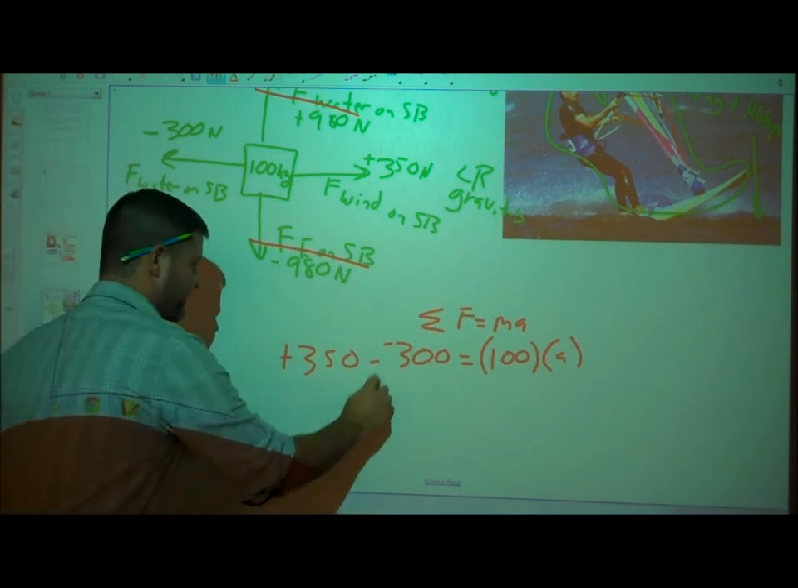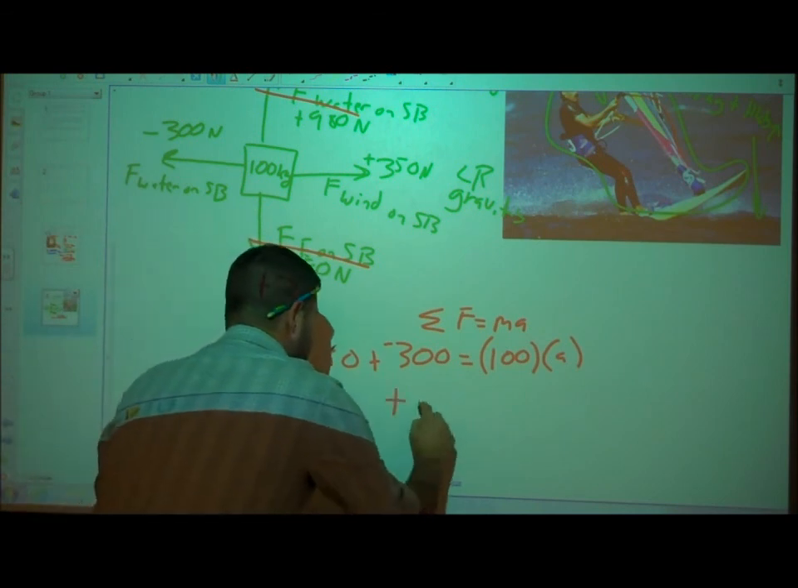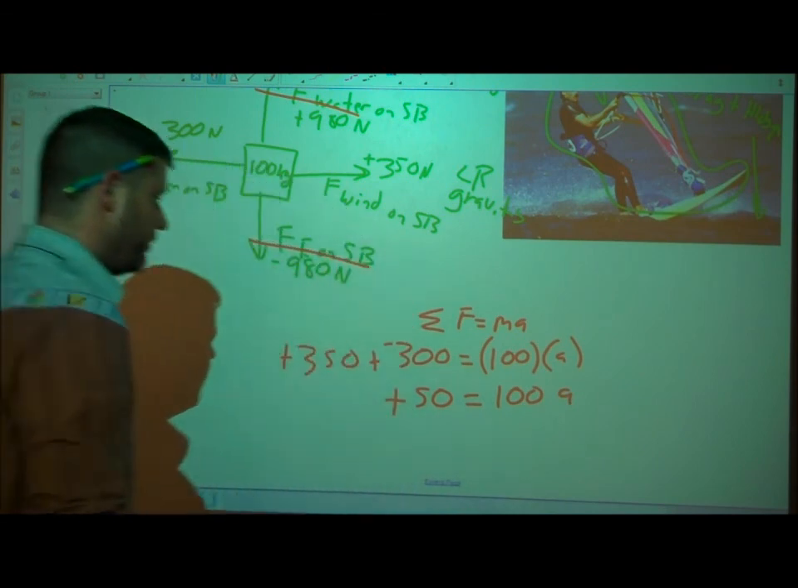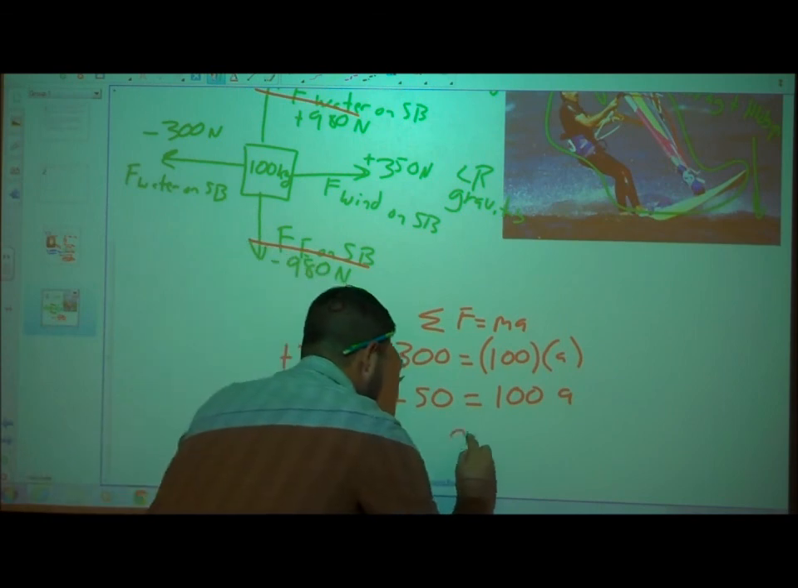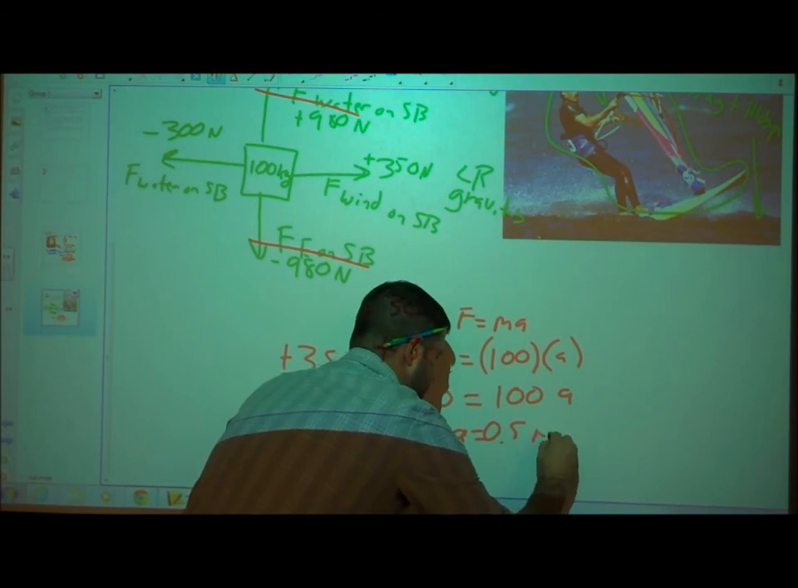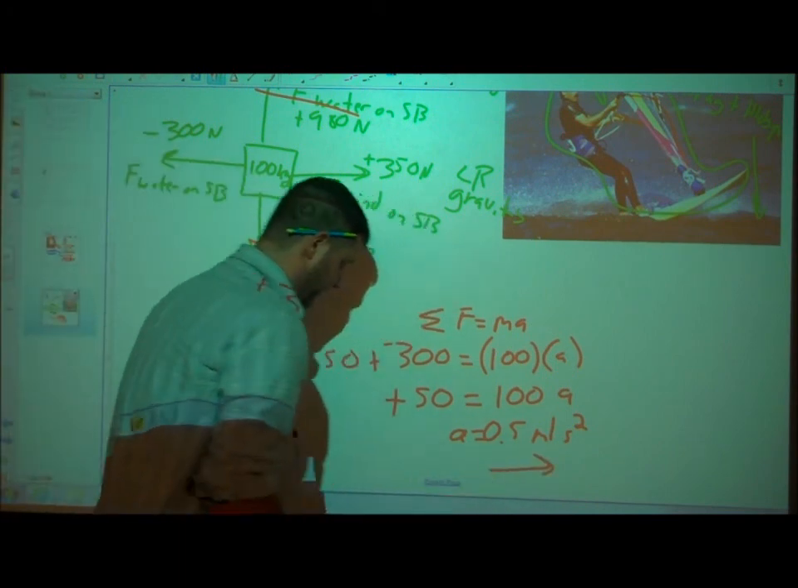Let's go ahead and fix that right now. We can tell that positive 350 plus negative 300 is going to give us a net force of positive 50 equals 100 times our unknown a. Very simple algebra here will tell us that our acceleration is going to be 0.5 meters per second squared. Since it's positive, we are going to the right, so if we want to put an arrow, we can go ahead and put an arrow direction right there.